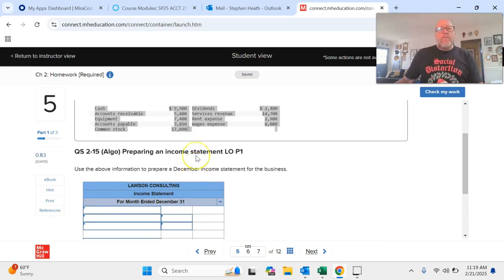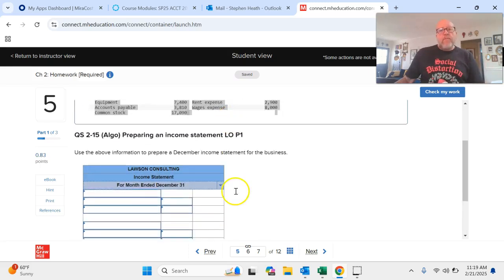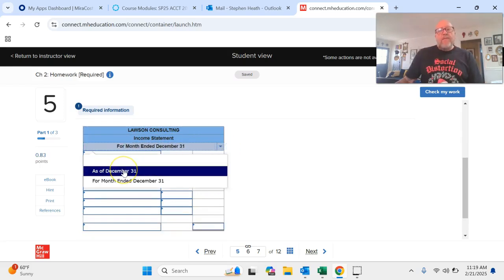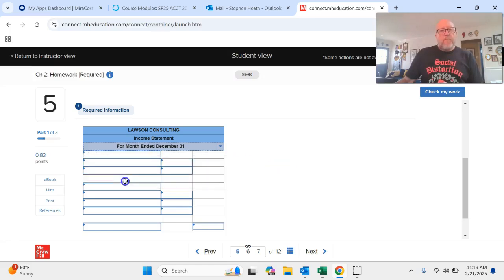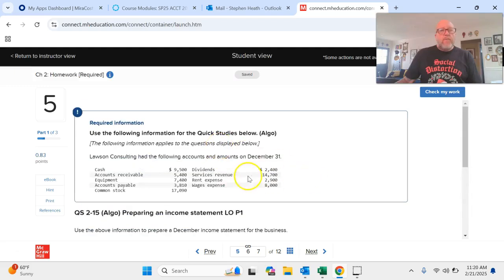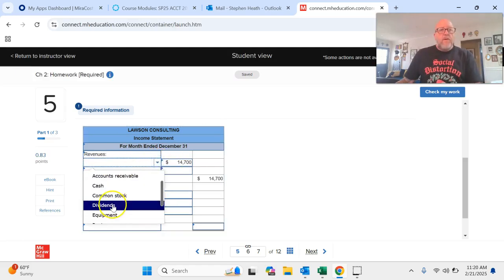So in this particular example, they're asking us to do the income statement for the month of December. And so the date is going to be for month ended rather than as of December 31st. So it's helpful to the reader. And then again, we're probably going to want to include revenues first. And so I would go up to these accounts and I would go pick through the revenue, and I'm pretty sure I would include 14,700 in service revenue. Just right here, 14,700.